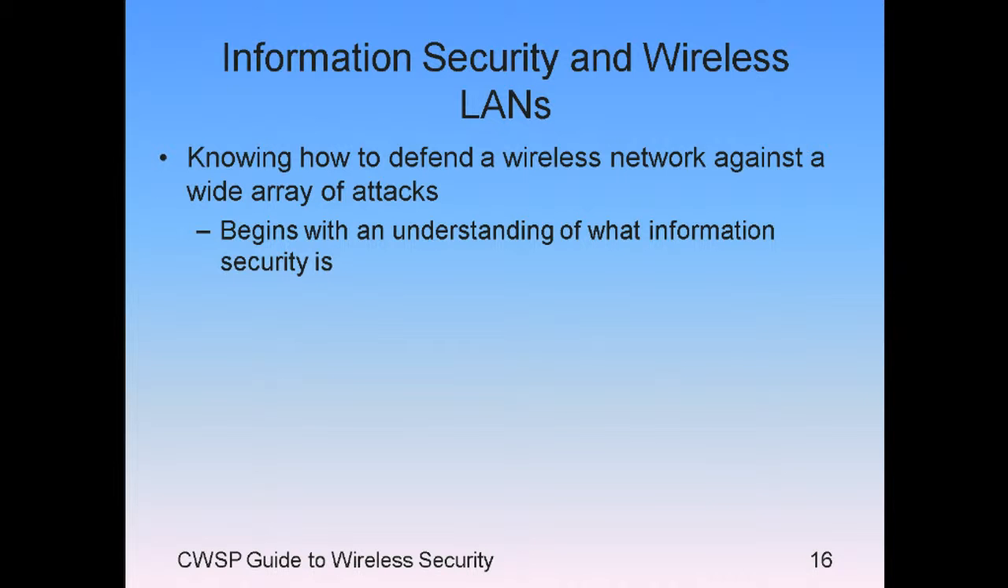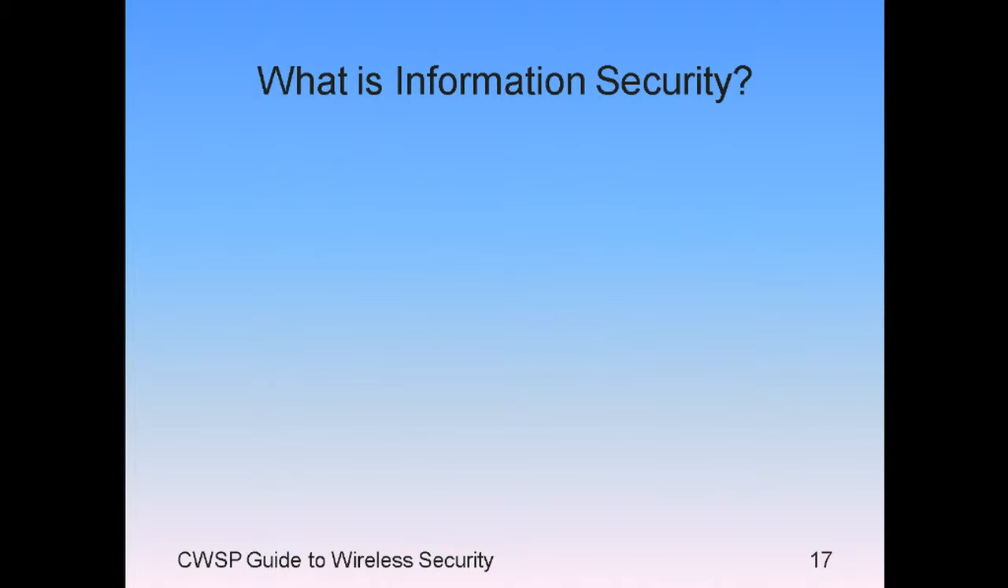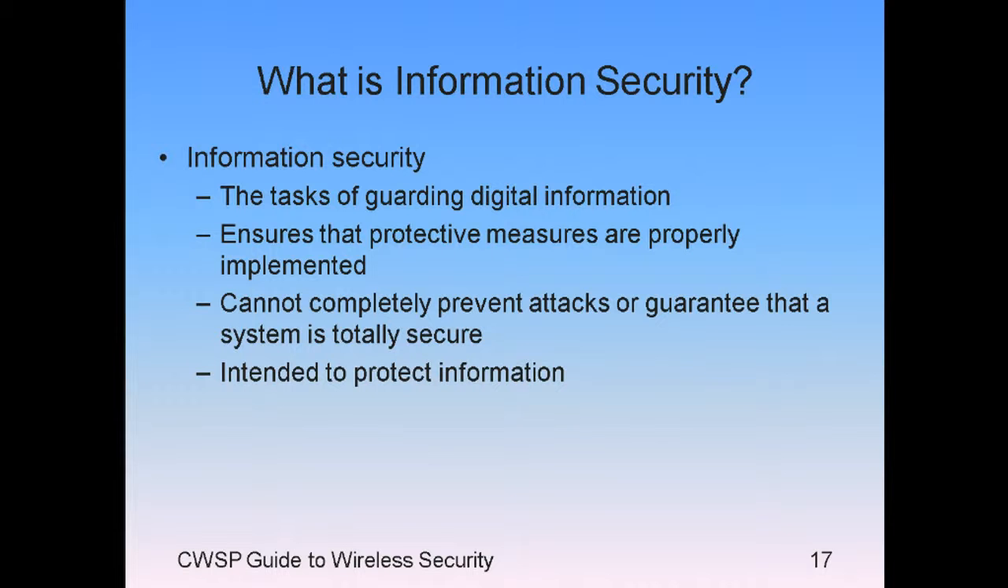How to defend a wireless network against a wide array of attacks begins with an understanding of what information security is and what are we trying to protect is the first thing that we have to answer. Information security is guarding digital information. That kind of makes sense. Ensures that protective measures are properly implemented, that we have done everything that we can to protect that information. You can't entirely prevent attacks. You can't entirely prevent wired attacks. You can't entirely prevent wireless attacks. If somebody's dedicated enough, they're probably going to get there.